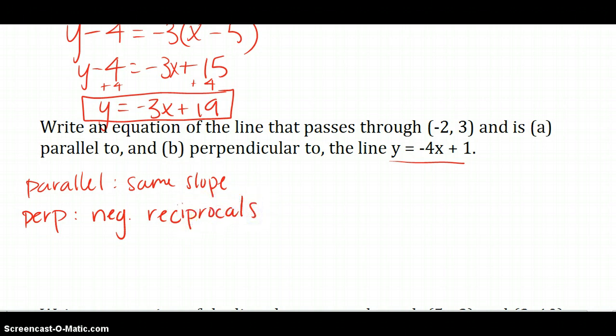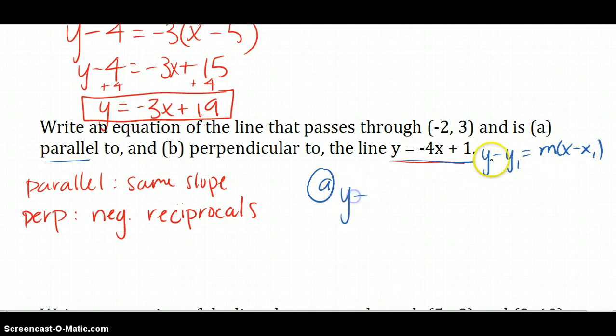So when it says the line passes through this point, and if we just start with A, and is parallel to this line, if it's parallel, that means it has the same slope. So they're giving you the slope. So they're giving you a point and a slope. You're going to use point-slope form, which we just used, y minus y1 equals m times x minus x1. So we just fill in this equation.